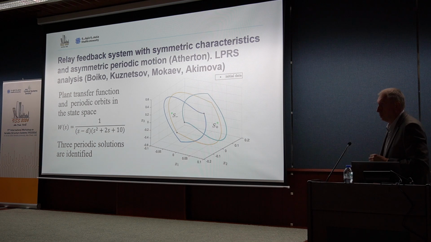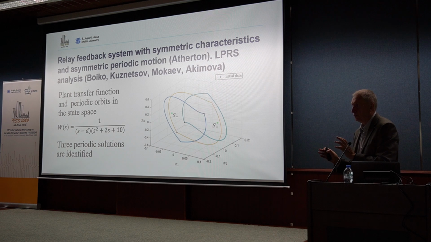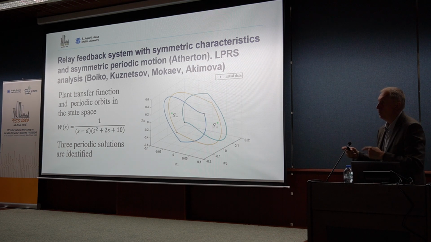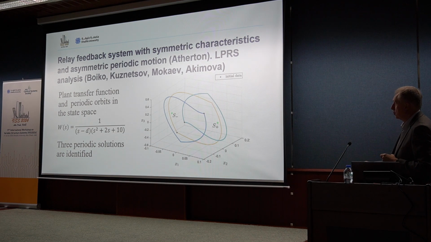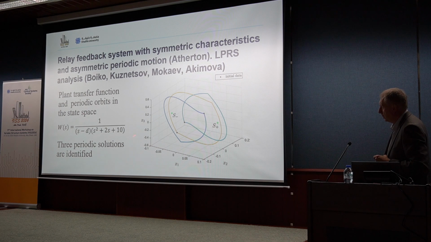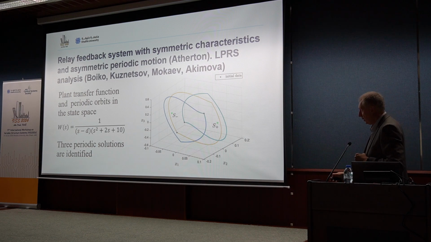Another interesting result which fully supports the numeric value of the Kn that was found. This is the paper by these authors. We have the plant with these dynamics, and this system has 3 periodic solutions: 1 symmetric, and 2 asymmetric periodic solutions. And we have a bifurcation parameter D.